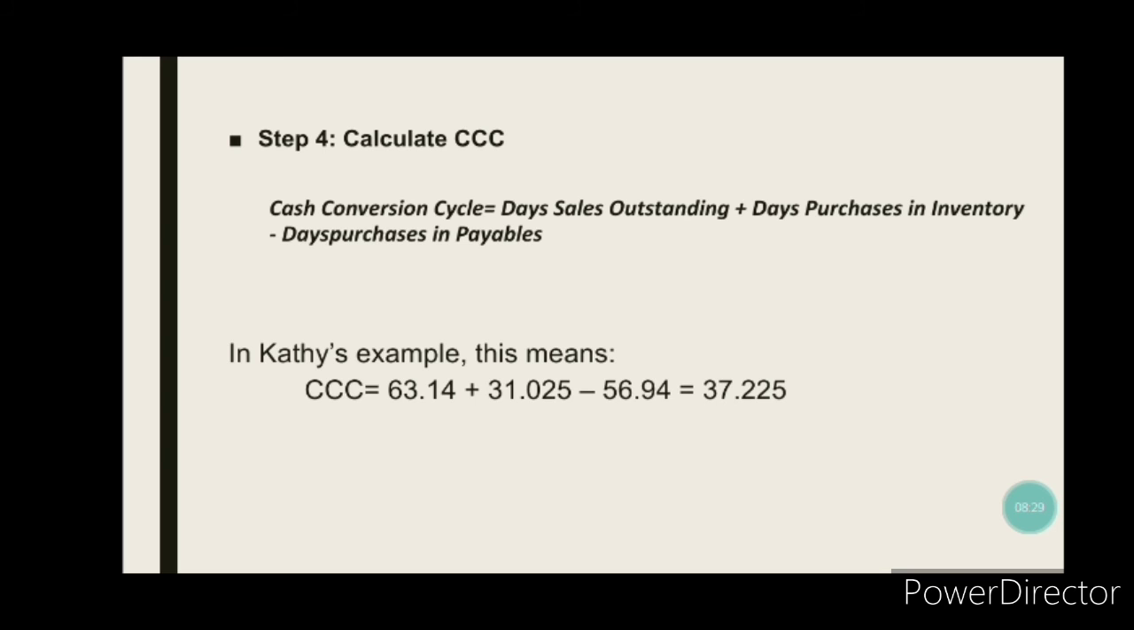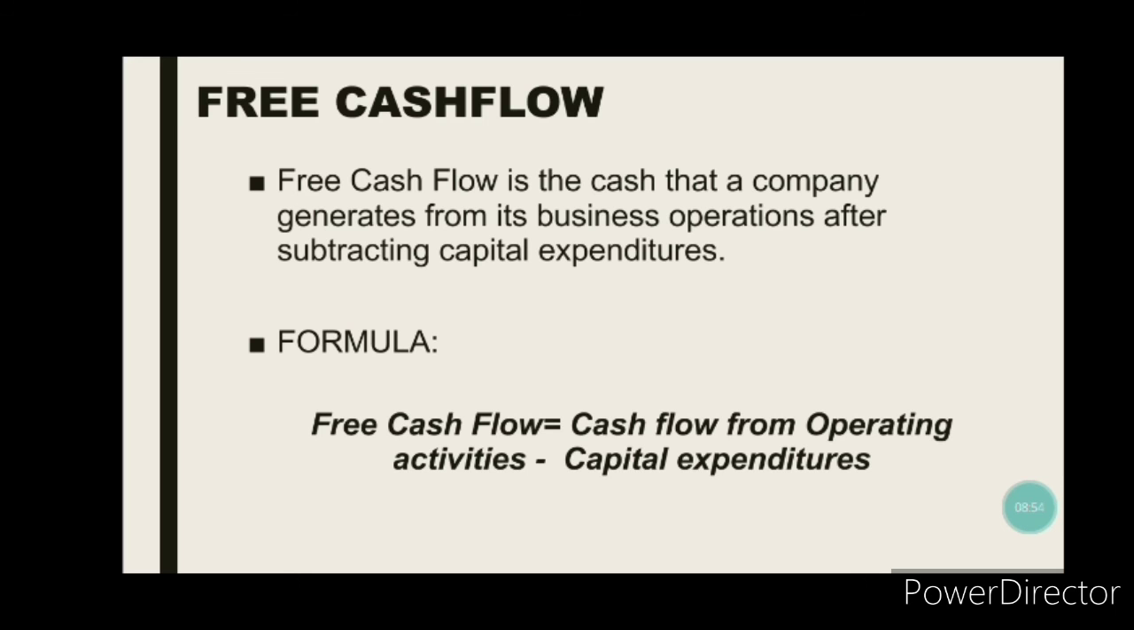37.25. So, ang cash conversion cycle niya ngayon is equals to 37.225. It means Cathy takes about 37 days to turn her inventory into cash. This information helps her assess how efficiently she is sa pagmamanage ng kanyang working capital.